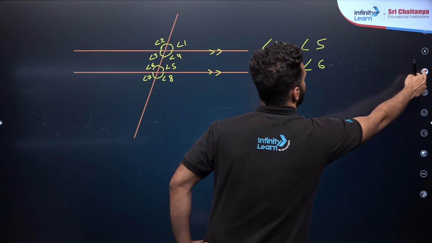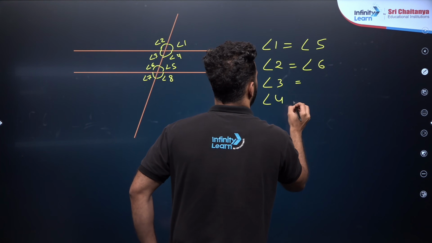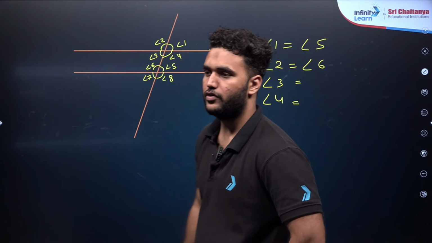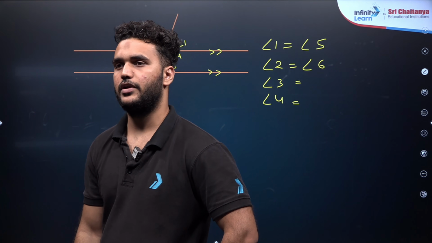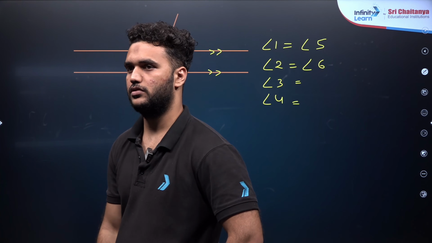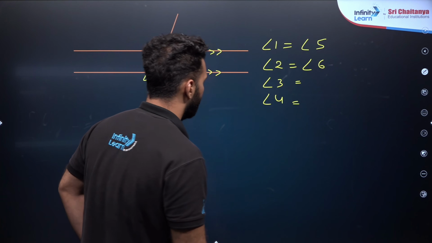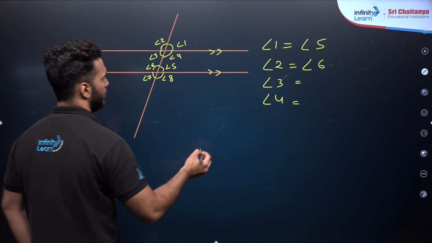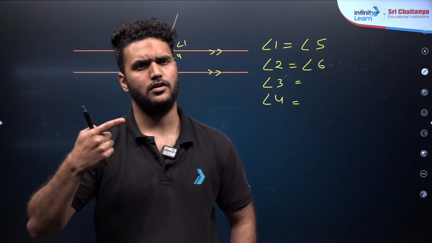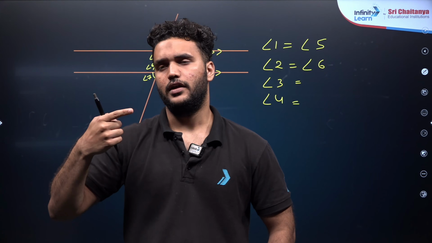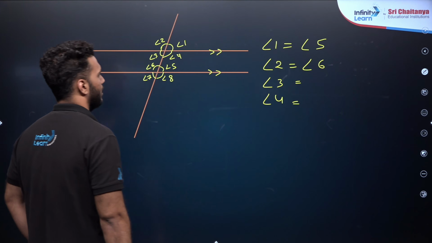Can you tell me what will be the equality for angle 3 and angle 4? Angle 3 will be equal to what? Angle 4 will be equal to what? Okay, tell me this fast. Now, because of this equality, we get that alternate interior angles become equal. Why? See. Now let's talk about the alternate angles.